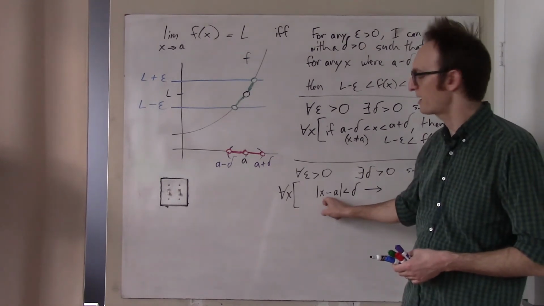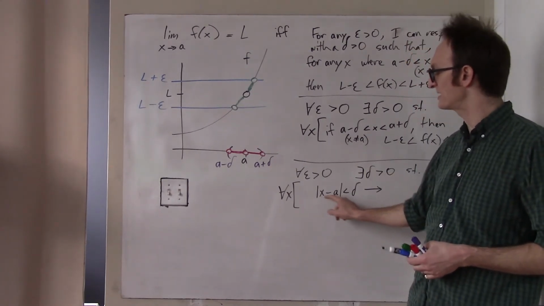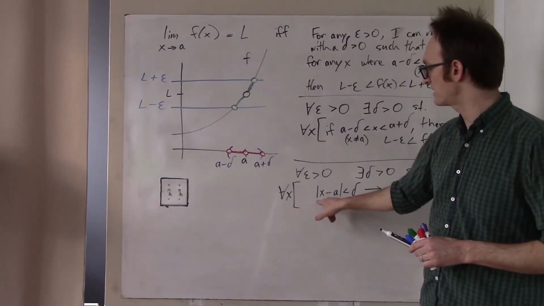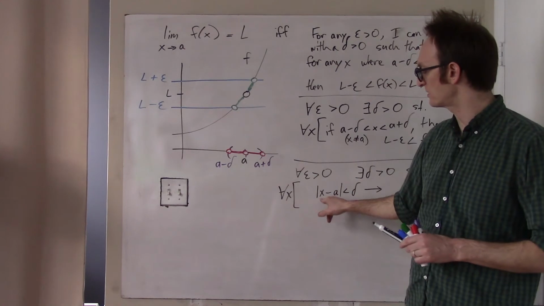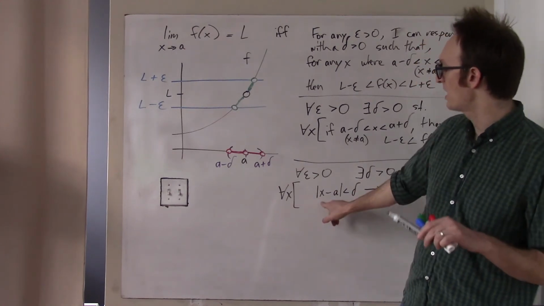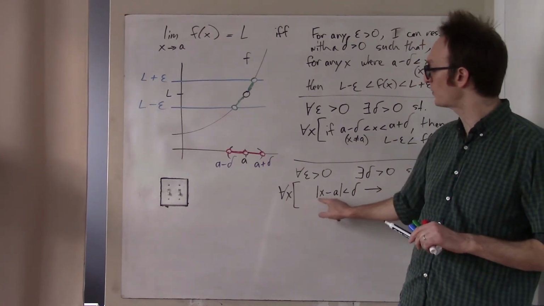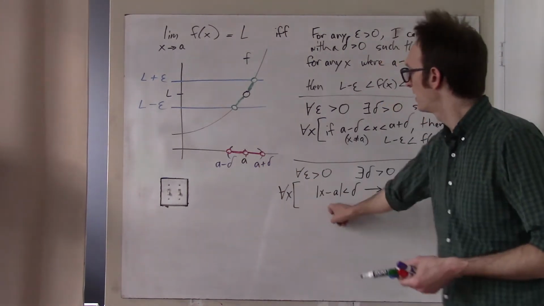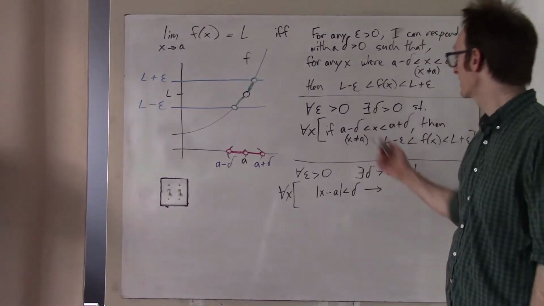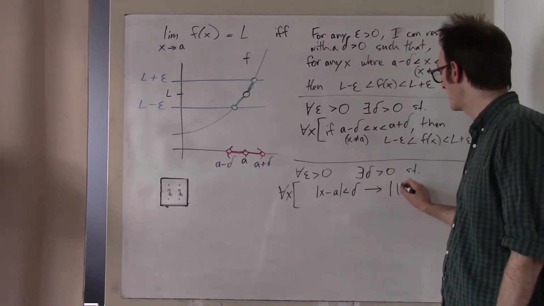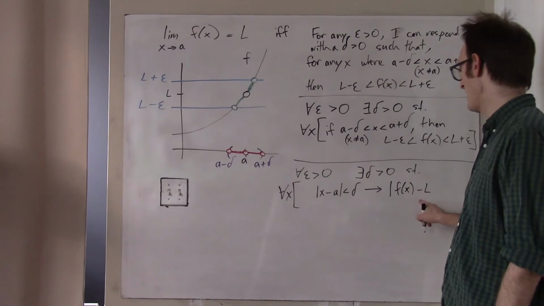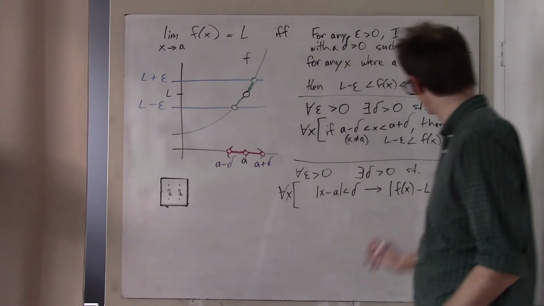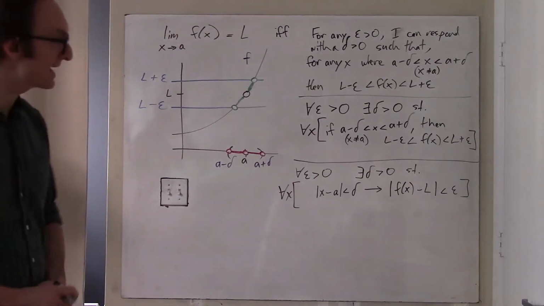But don't be too scared of absolute values. The difference x minus A is just the difference between x and A. And the absolute values just ensure that it's positive, so we can interpret absolute value x minus A as the distance between x and A. So if the distance between a number and A is less than delta, then the distance between the output of the function and L is less than epsilon. So these are three different ways of saying the same thing.